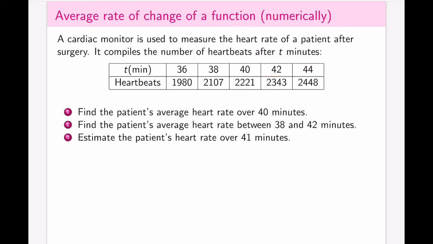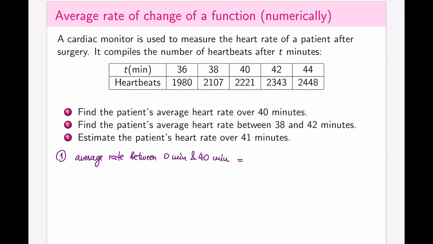But generally, what we want to know is not the total number of heartbeats, but rather how fast the heart is beating at any particular point of time. For example, over the first 40 minutes, or between some two different time points, to see how regular it is. So first of all, over 40 minutes. The average over 40 minutes means the average rate between minute 0 and minute 40. Right? Over 40 minutes.